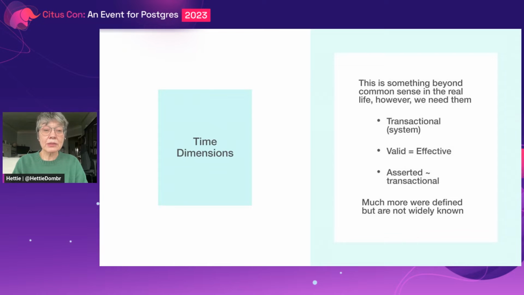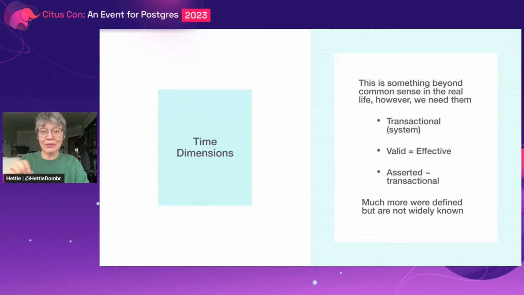Now let's talk about time dimensions. Time dimension is something which is absolutely counterintuitive, something you do not think about in real life. In real life, time is the fourth dimension, right? Why do we have dimensions of time? But the moment you start to implement time, you see that you need to tell what time we're talking about. Most times people distinguish at least two, usually three dimensions. So first is transactional or system time.